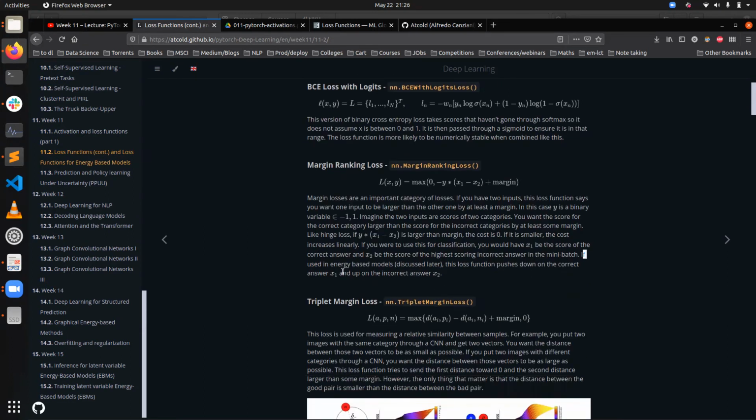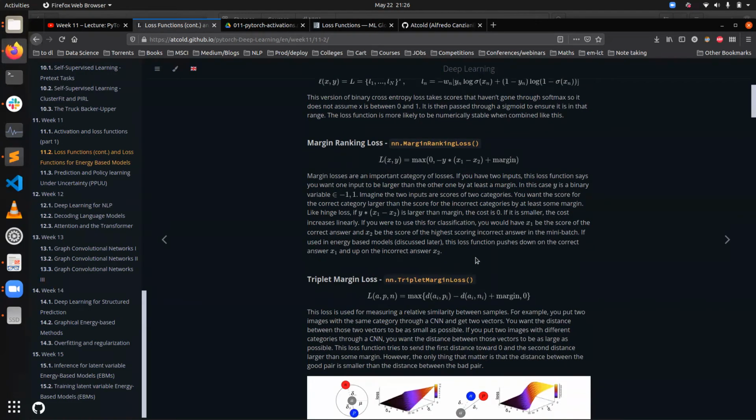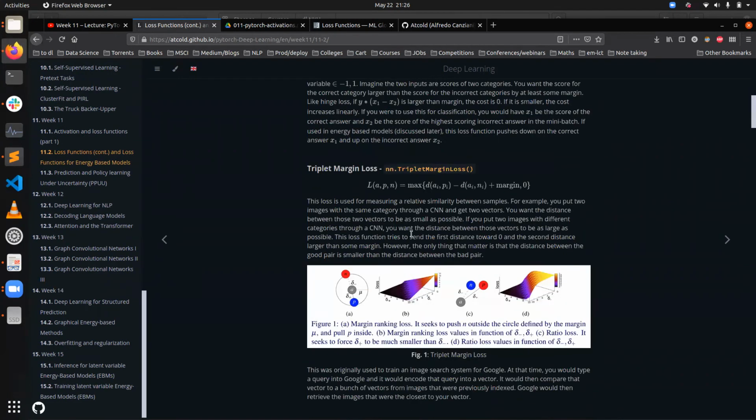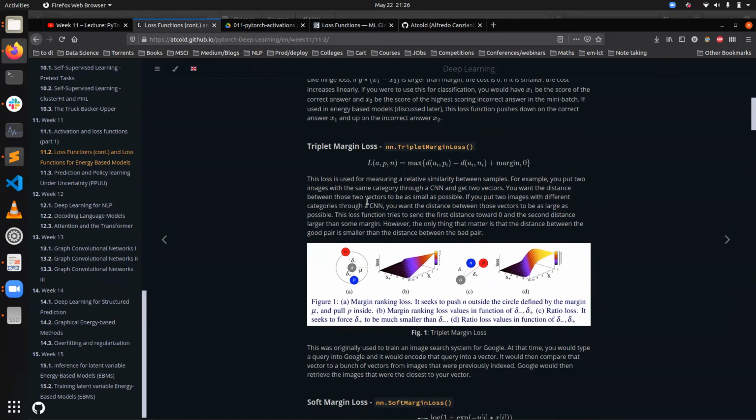And this is also used in energy based functions, which we will be looking at later. Next is triplet margin loss. This is used for measuring a relative similarity between samples. If I'm correct, this is used in contrastive learning.